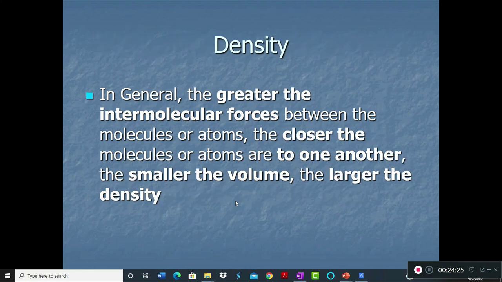The other thing in general, gross generalization, is that greater the intermolecular forces, the more the molecules are attracted to one another. And the more the molecules are attracted to one another, the smaller the volume they occupy. The closer they are to one another, the smaller the volume they occupy, which means smaller the volume, you're going to have a greater density of the material. So in general, the greater the intermolecular forces, the more dense they're going to be.